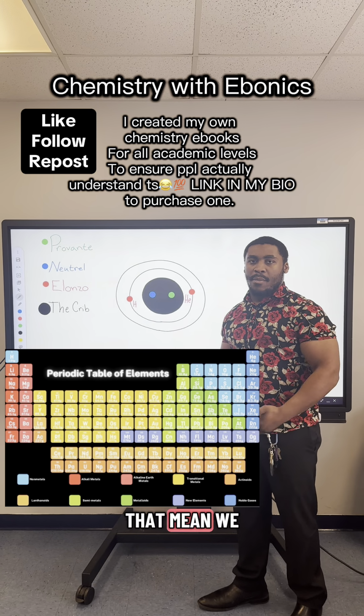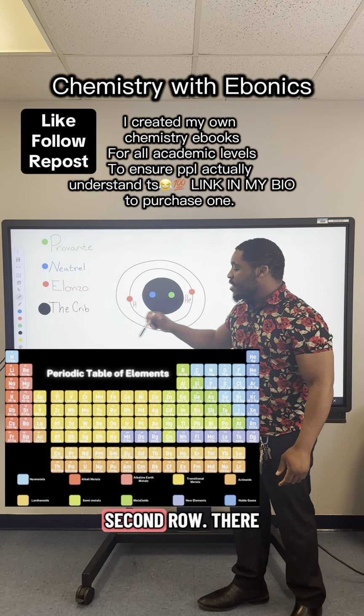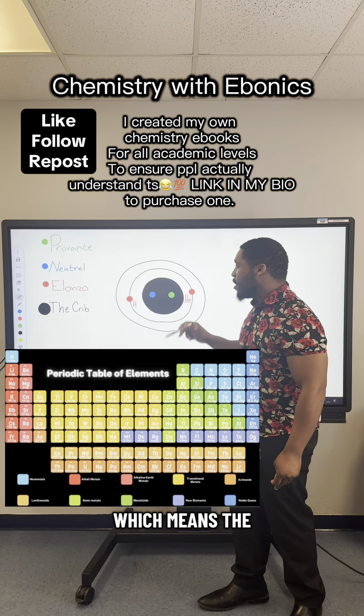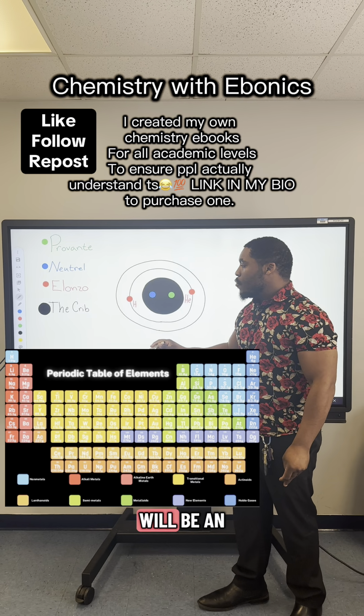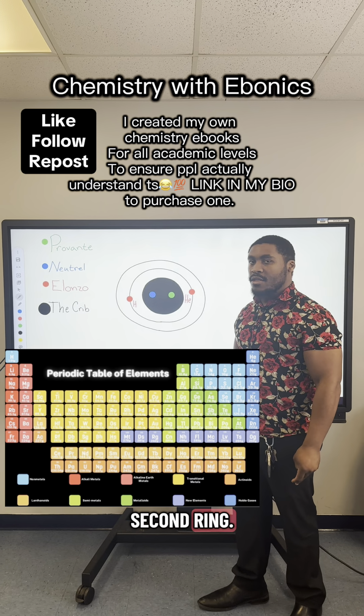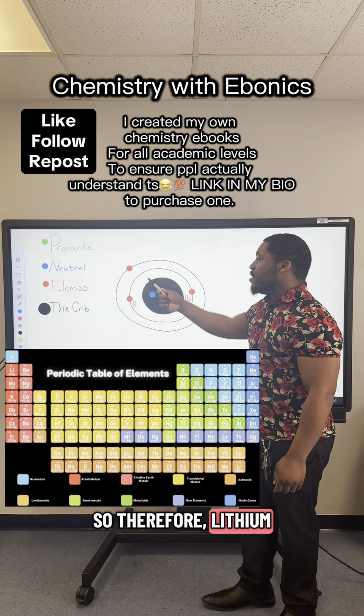Because we're in the second row, that means we need a second ring, right? You feel me? All right, so looking at the periodic table again, looking at the second row, there are 8 elements, which means that the second ring can only take 8 electrons. Each element of the second row will be an electron in the second ring. So lithium is the first element in the second row. So therefore, lithium is right there.